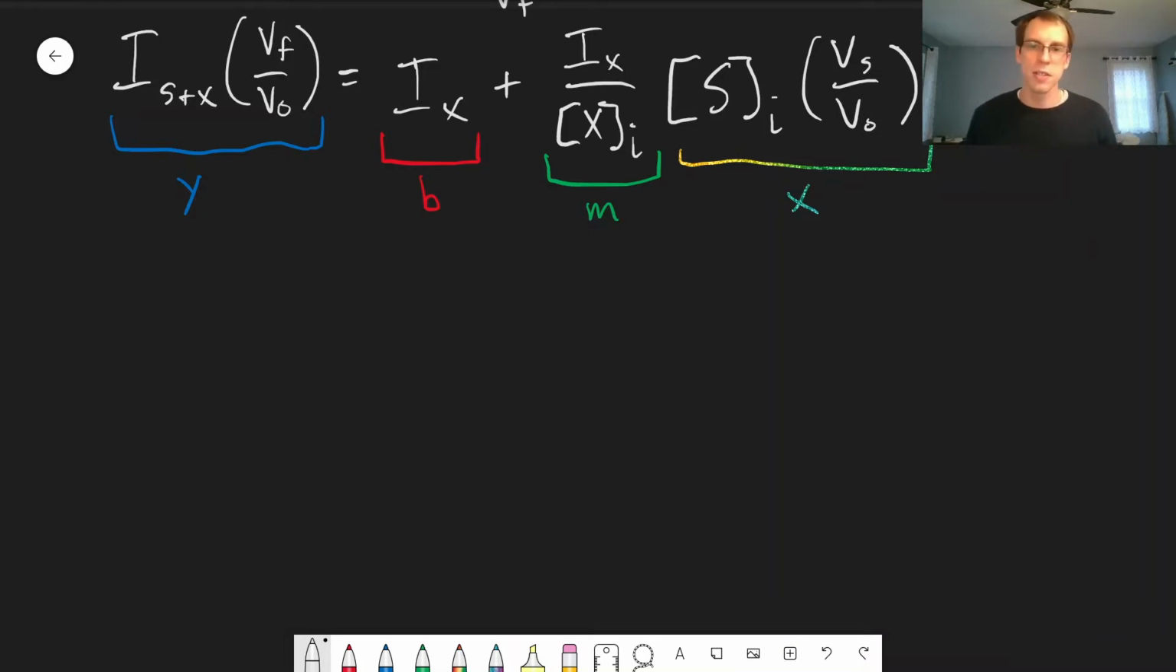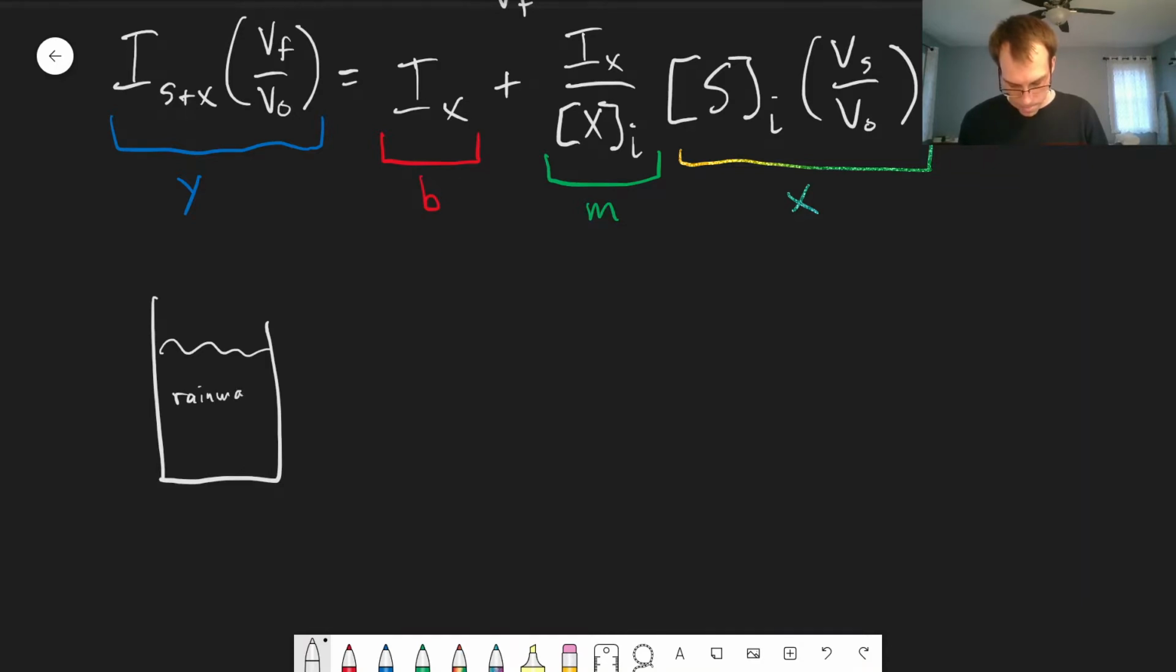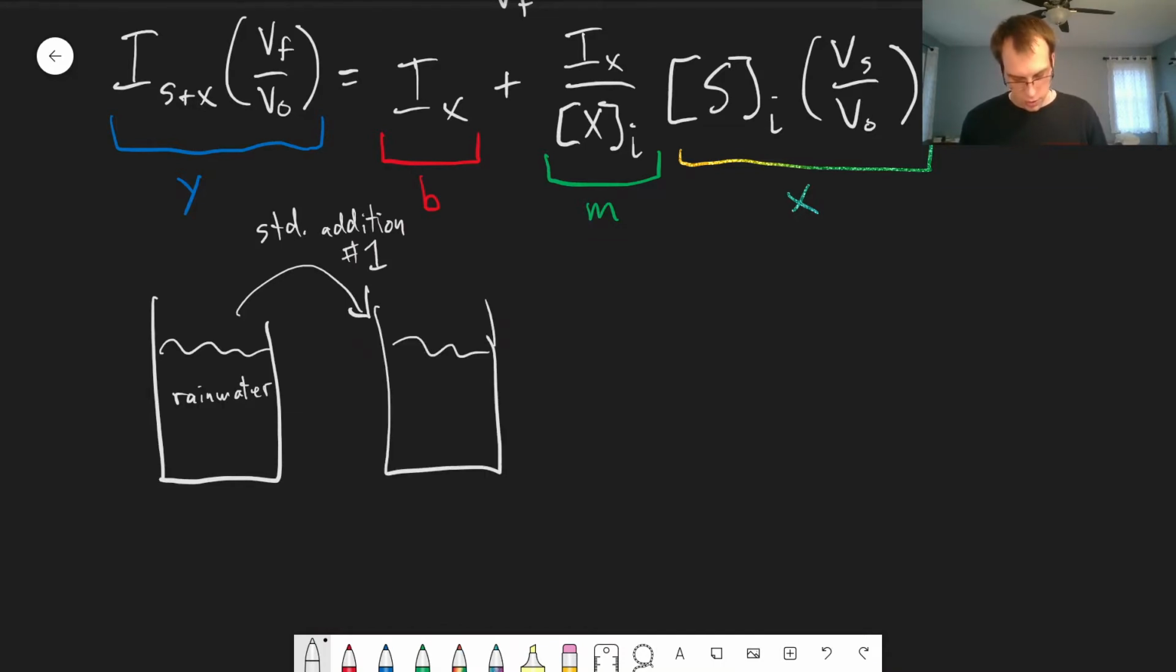So the way this equation is used most often is we have a sample, like our rainwater or something like that, and we do one standard addition, standard addition number 1. And then we have a new sample. So we'll have our IX, we have I_S+X, number 1.